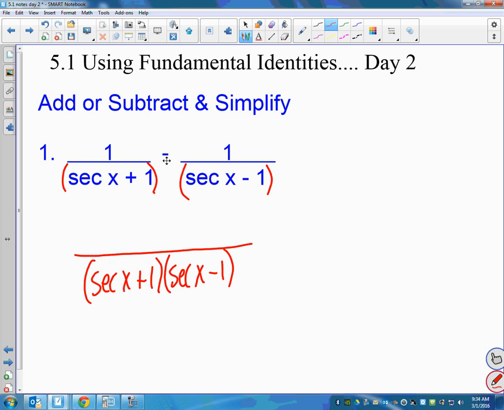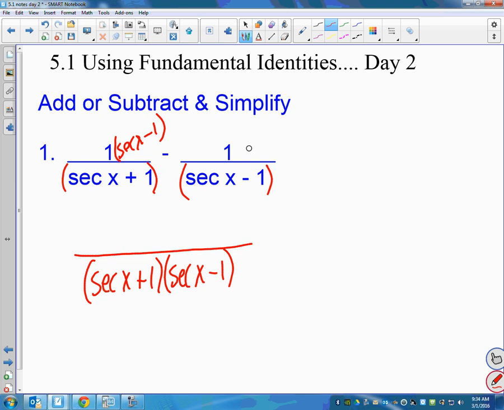And then remember, when you add fractions or subtract fractions, it's all about multiplying the top by what you had to do to the bottom. And so I don't usually show what I multiplied to the bottom because I already rewrote it. But I always look at this and I say, what do I need to make this match this? I have the secant x plus 1, so I need the secant x minus 1. So that means on top up here, I have to multiply by secant x minus 1.